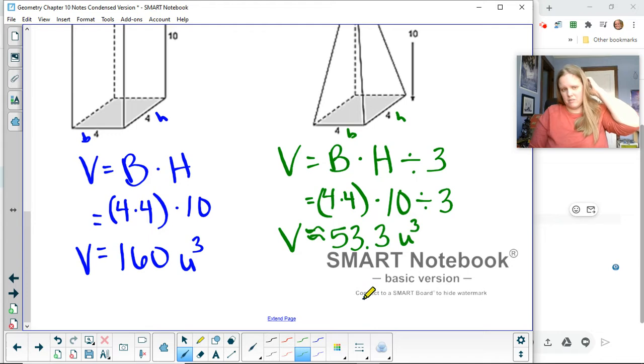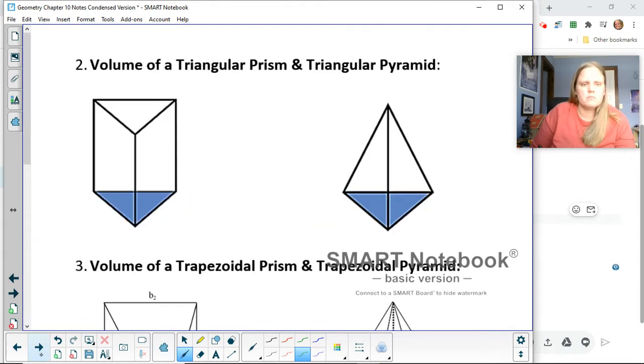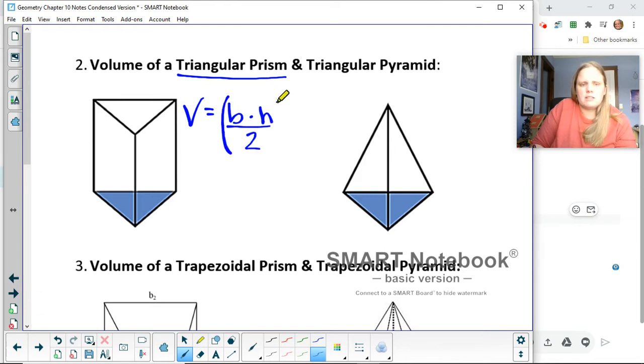So basically all I have to do is find the formula for the prism that matches it and then chop it into 3 equal parts. Okay, for a triangular prism and a triangular pyramid, note that these don't have numbers involved, and so we're just going to write the formula for these. So the formula for a triangular prism volume would be base times height divided by 2, because that's the area of the base, and then we'd multiply by how tall it is.